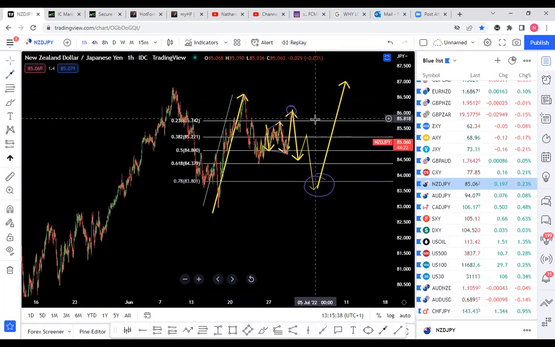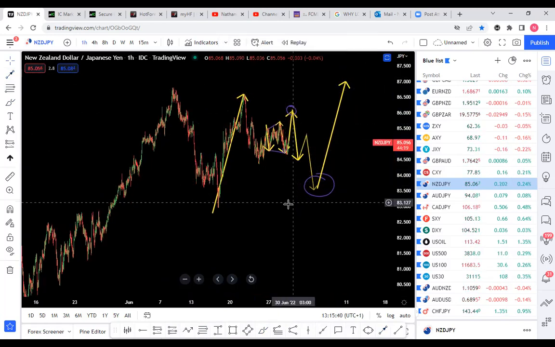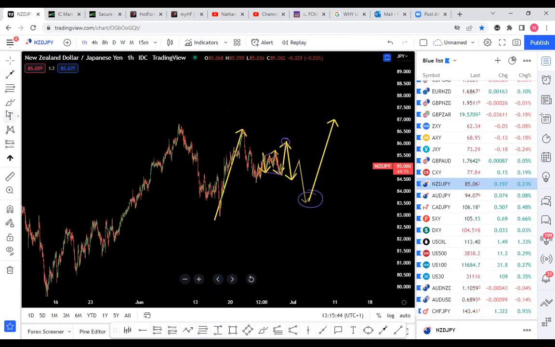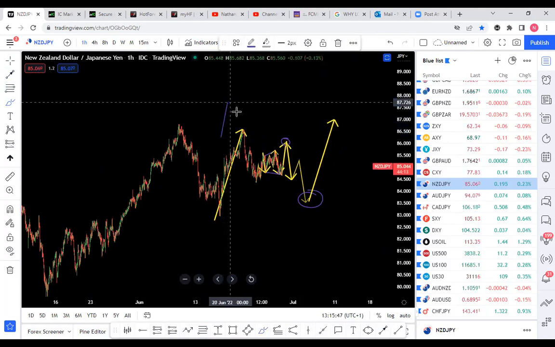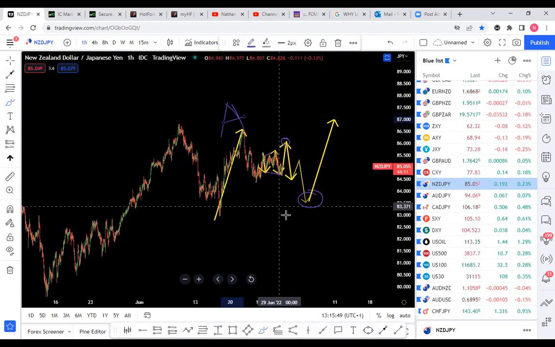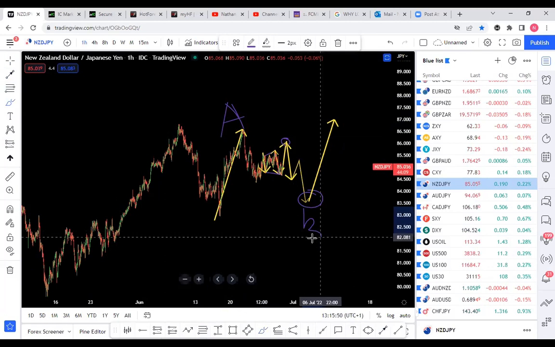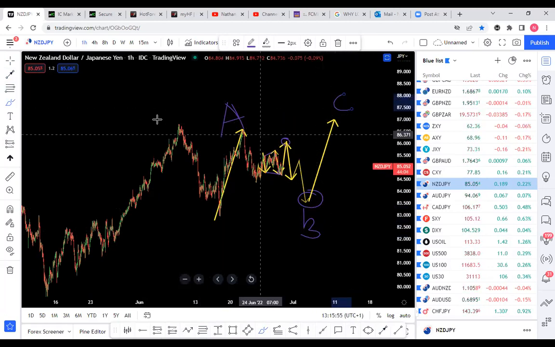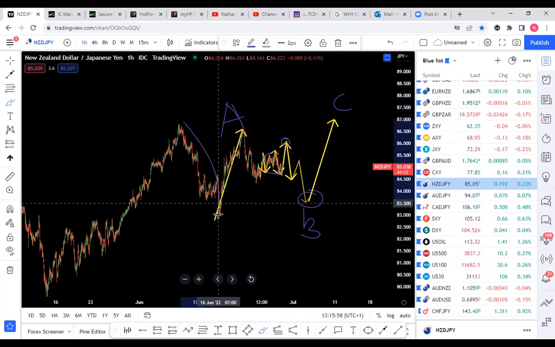Let's remove this. So when you see this move to the upside, the next thing you have to think of is that this one has become wave A, this one becomes wave B, and this one becomes wave C. This is A, B, C. That's a correction. Correcting what? This move down. That's all.